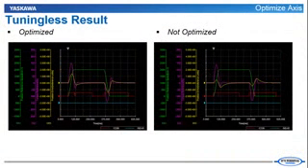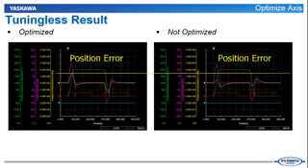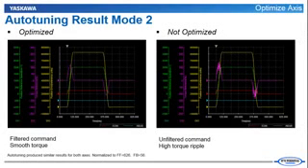I'll show the result of the tuning process using traces taken from our software Sigma7 Plus. By default, the servos are in the adaptive tuningless mode, and you can see the 2 traces are about the same. The position error of the optimized axis is actually significantly higher than the original not optimized axis. But here's the result after auto-tuning using mode 2, designed for point-to-point positioning. You can see that the basic response is still the same in terms of position error and settling time.